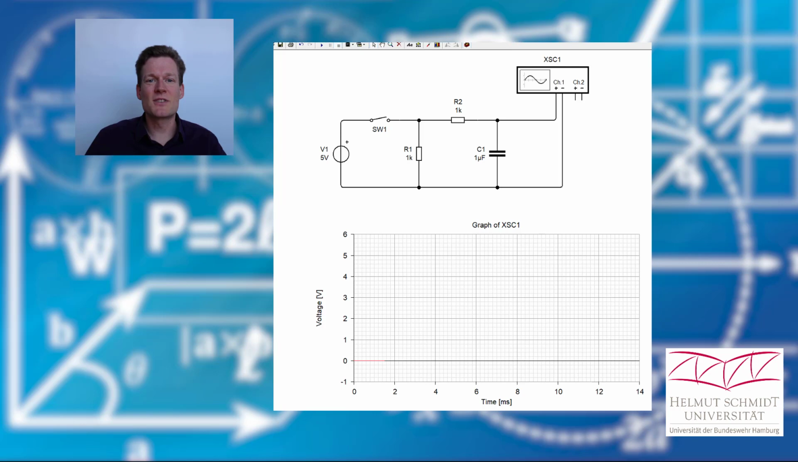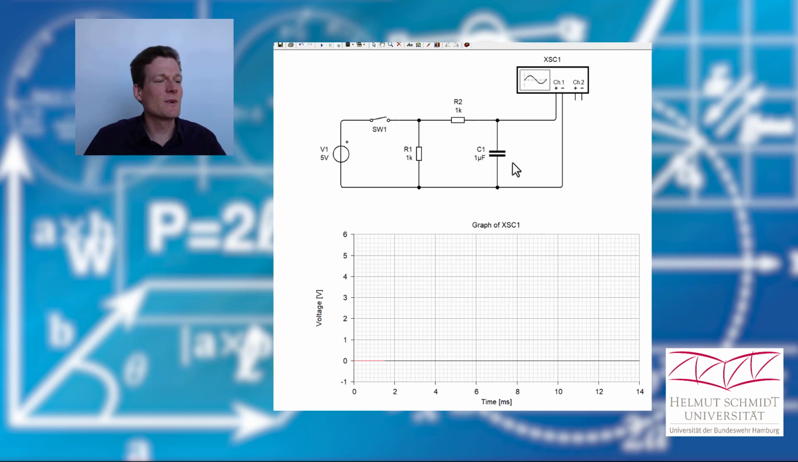I built a small circuit in a simulation program. We have here an ideal DC voltage source. The voltage drop is 5 volts. Then here is a switch we could close or open, and then here are 2 resistors with resistor values of 1 kilo ohm each, and here is a capacitor. And as I said, a capacitor consists of 2 isolated plates. This means this here should behave like an open circuit.